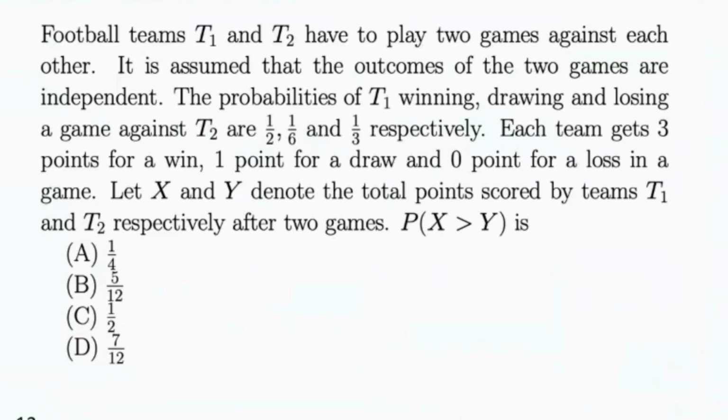So question 11 says that there are two football teams, T1 and T2, who have to play two games against each other. And the outcomes of the two games are independent. We are given the probability of T1 winning, drawing, and losing a game. Each team gets 3 points for a win, one for a draw, and zero for a loss. And X and Y are the total points scored by T1 and T2 respectively after two games. We need to find the probability X greater than Y.